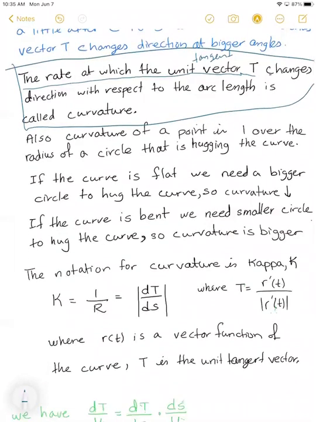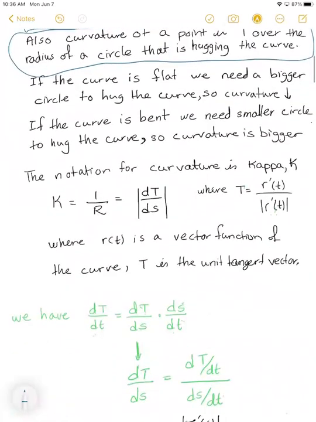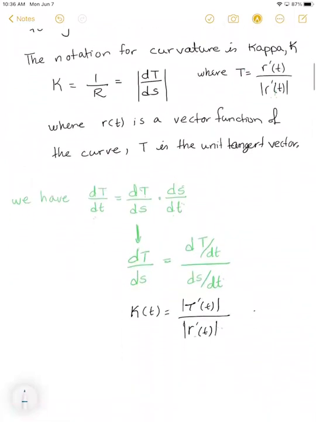The curvature at a point is 1 over the radius of the circle that is hugging the curve at that point. If the curve is flat, we need a bigger circle to hug the curve, so curvature is smaller. If the curve is bent, we need a smaller circle to hug the curve, so the curvature is bigger.